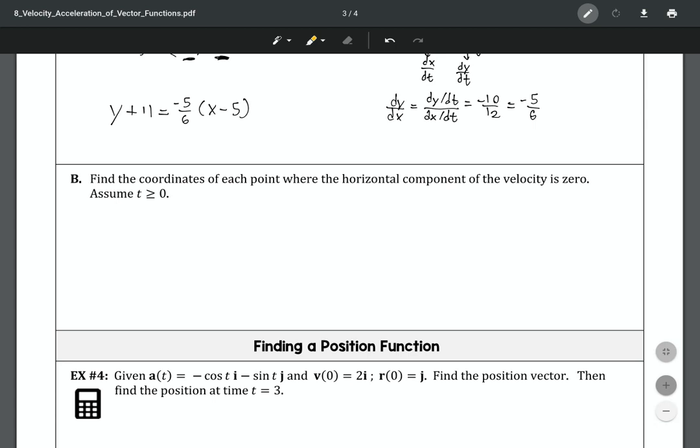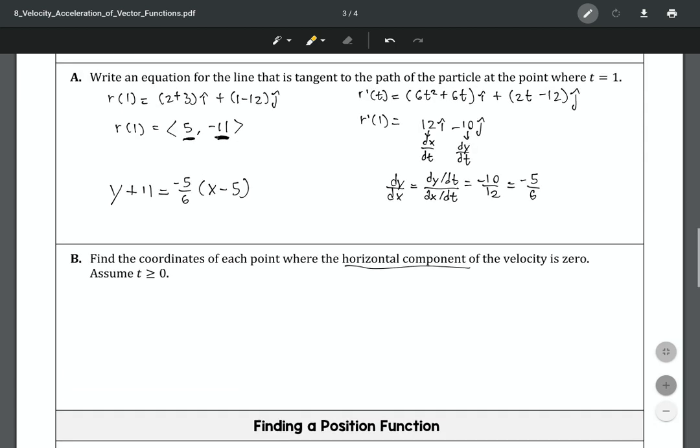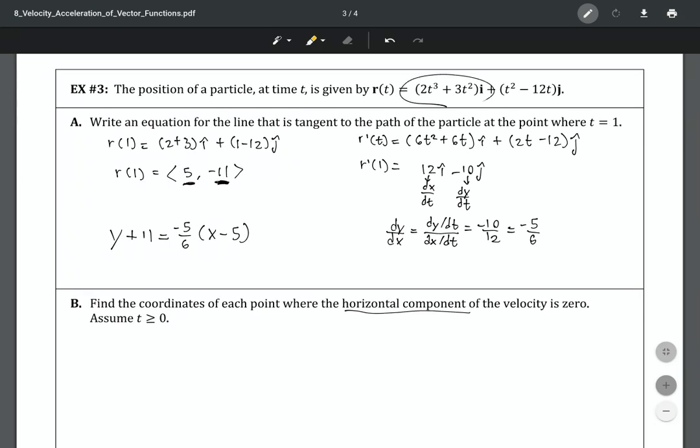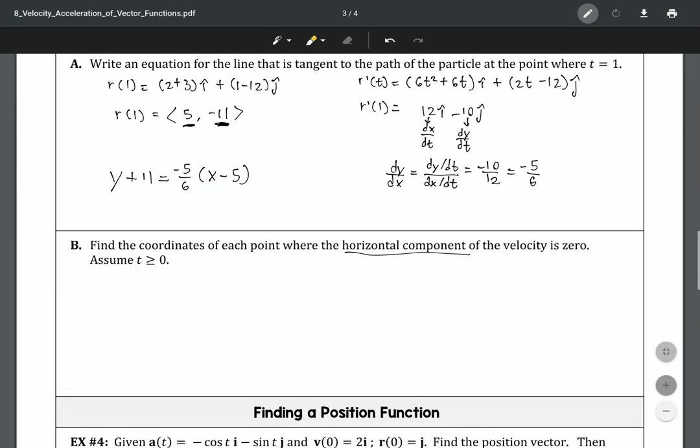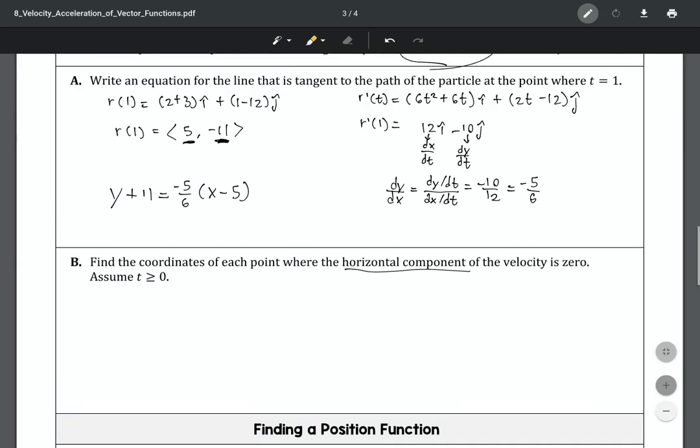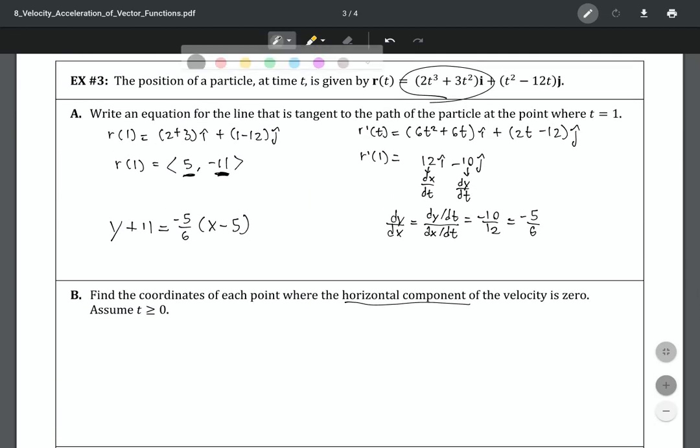The horizontal component, the velocity is 0. Notice this says the horizontal component. The horizontal component is this one right here. So if I want to know where the horizontal component's velocity is 0, that means that I have to look at only the horizontal component of the velocity, which is this right here. So I just want to know where this horizontal component of the velocity is equal to 0. So really all I'm doing is just setting that equal to 0.